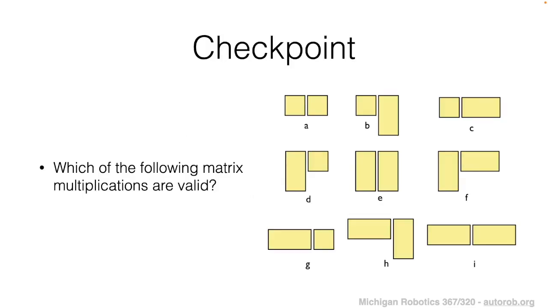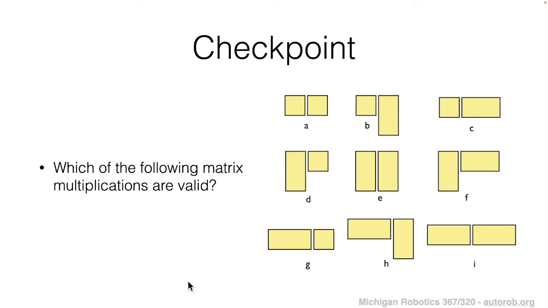Another checkpoint question, which is good to think about, is this particular one here. We have a set of matrix multiplications illustrated graphically. In this figure, each of the pairs of boxes is meant to illustrate the size of two matrices that are attempted to be multiplied together. The question is, out of this set of 9, which of them would be considered valid according to the requirement we had about the sizes matching up? I'll pause here for a second so you can pause the video and think about it.